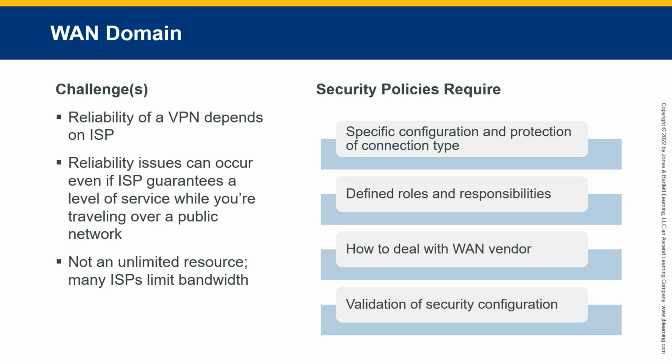The WAN domain. The challenges involved are that reliability of a VPN, or virtual private network, depends on the ISP. Reliability issues can occur even if the ISP guarantees a level of service while you're traveling over a public network. It is not an unlimited resource. Many internet service providers have limited bandwidth. Security policies require specific configuration and protection of connection type, defined roles and responsibilities, how to deal with the WAN vendor, and validation of security configuration.